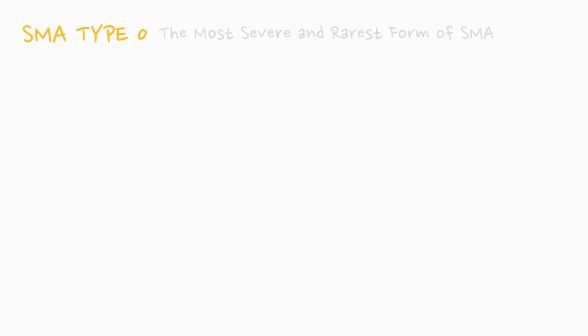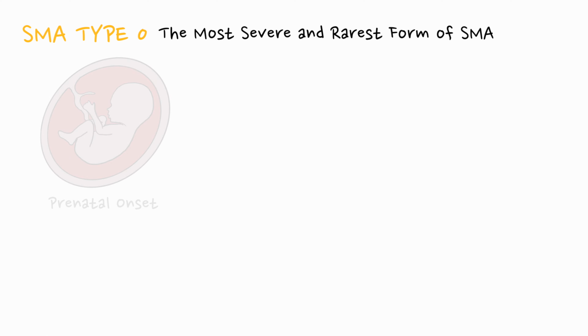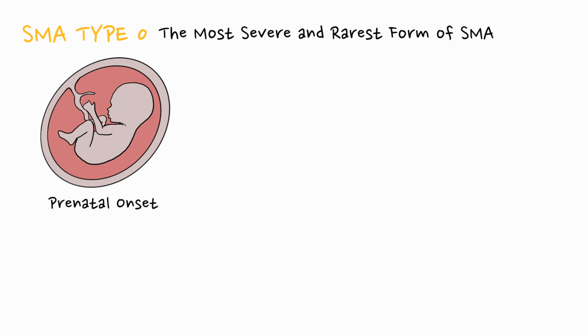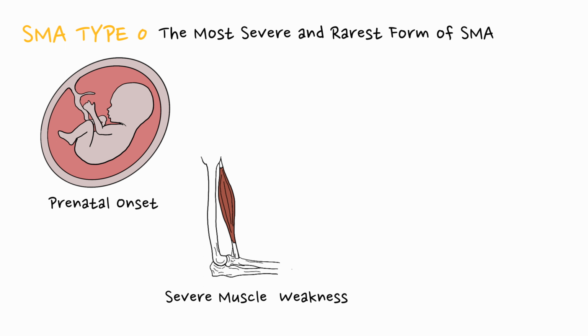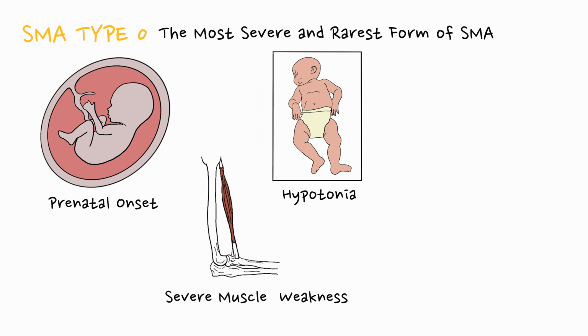SMA type 0 is the most severe and rarest form of SMA, and it is characterized by prenatal onset. This means the symptoms of the condition become apparent during pregnancy or shortly after birth. Here are the clinical features of SMA type 0. Severe muscle weakness. Infants with SMA type 0 experience profound muscle weakness throughout their bodies. This weakness affects both the upper and lower limbs. Hypotonia. Hypotonia refers to reduced muscle tone and is a prominent feature of SMA type 0. Infants with this condition have floppy and weak muscles.